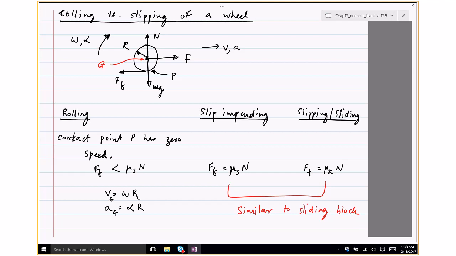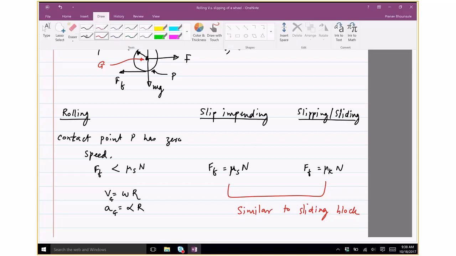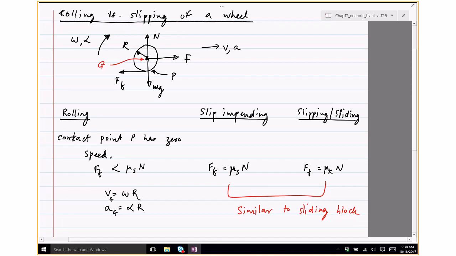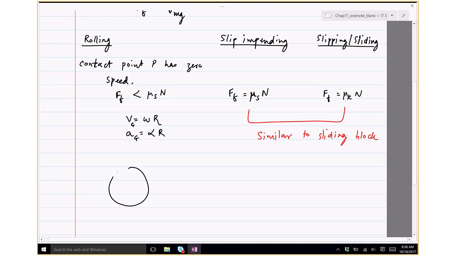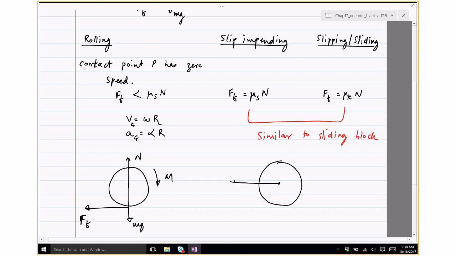So one of the, I would say, standard problems which you can hope to see either in the exam or in the homework is that of a circular disc acted upon by a moment. That moment M could be the motor which is making the wheel spin, like in a car, or it could be a wheel which is subjected to a pushing force F.